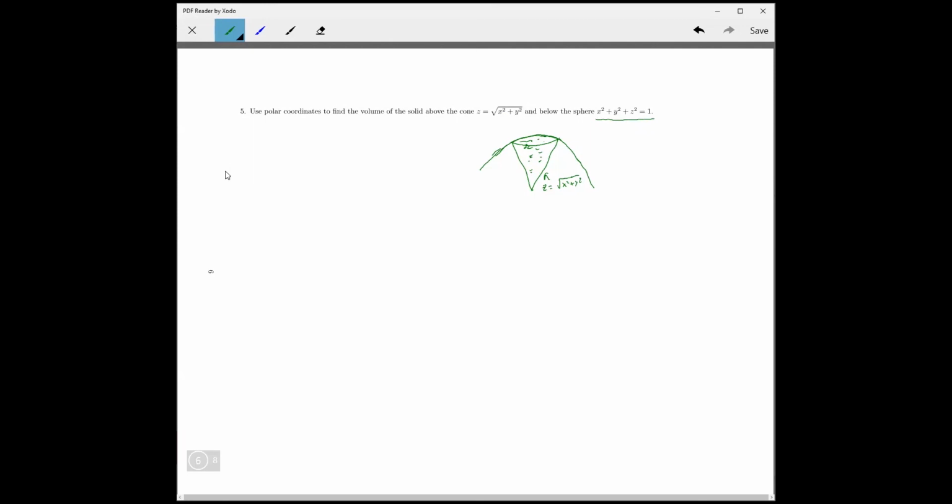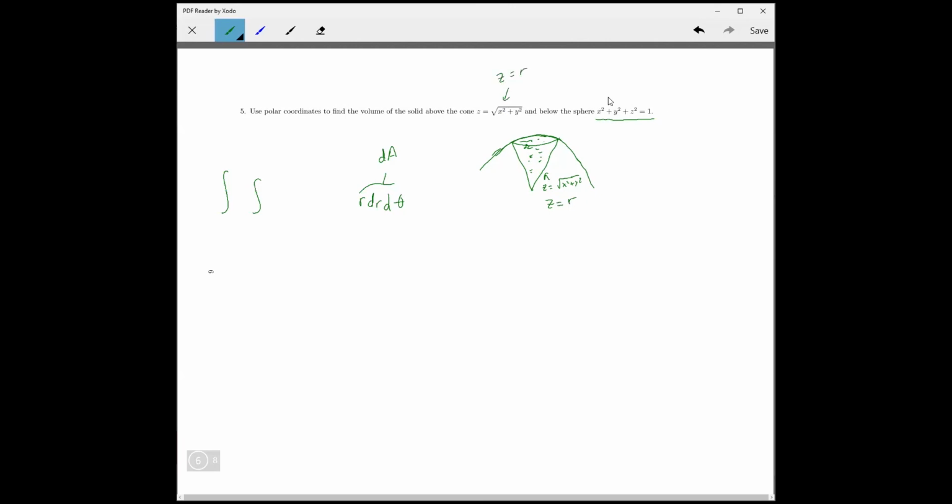So again, we're going to set up the integral over here. We know that the dA part is r dr d theta. Yes, that's your dA. Now what we need to do is change everything to polar coordinates. So this cone inside is the same as the one above, z equals r.